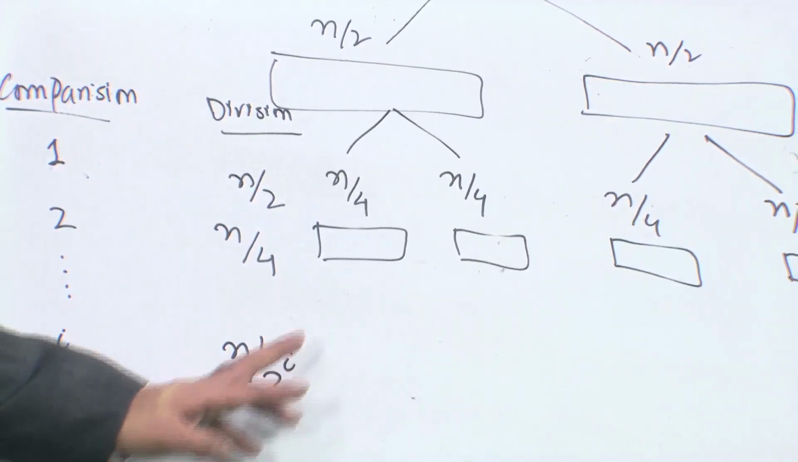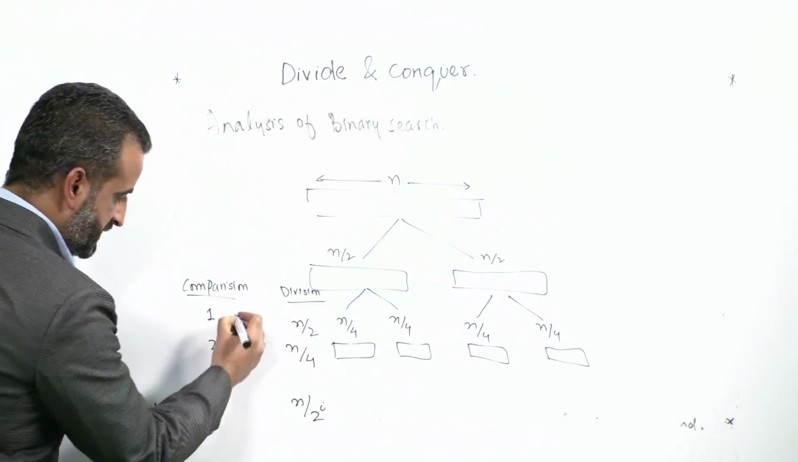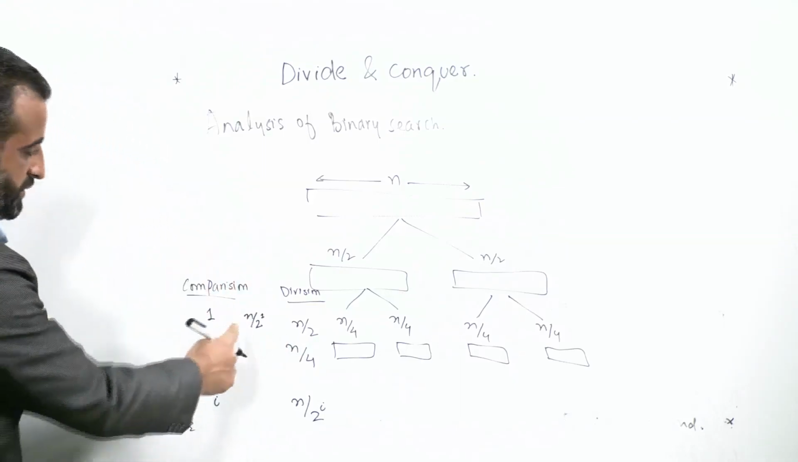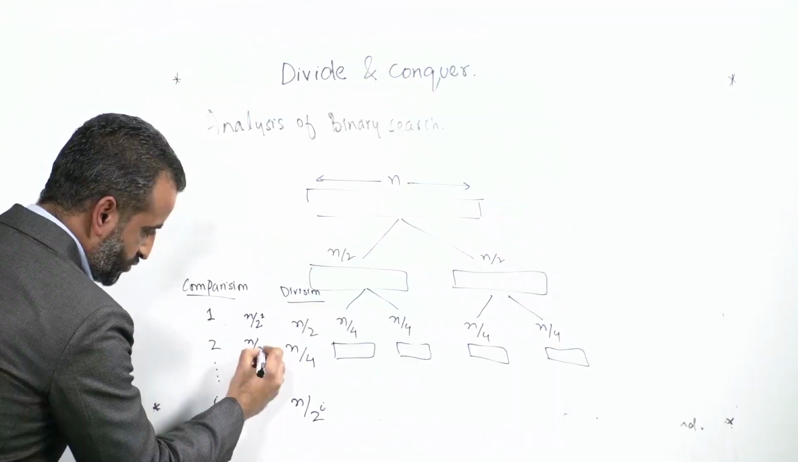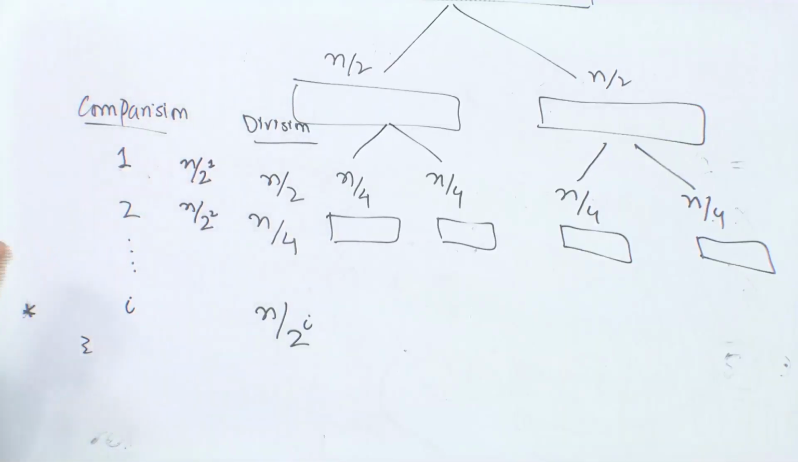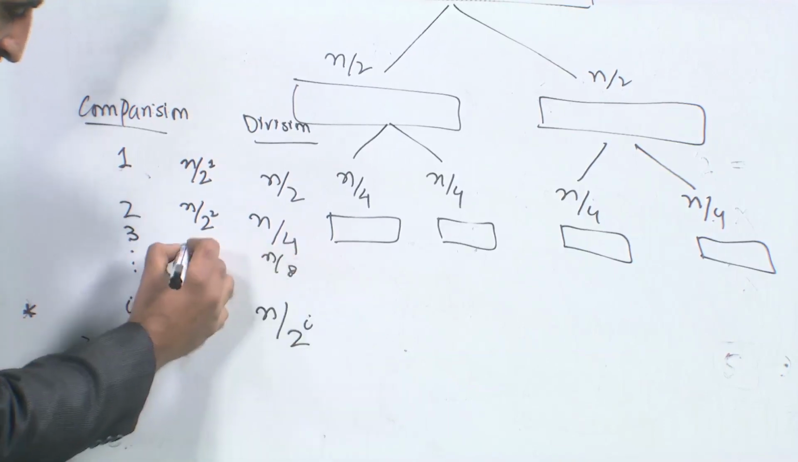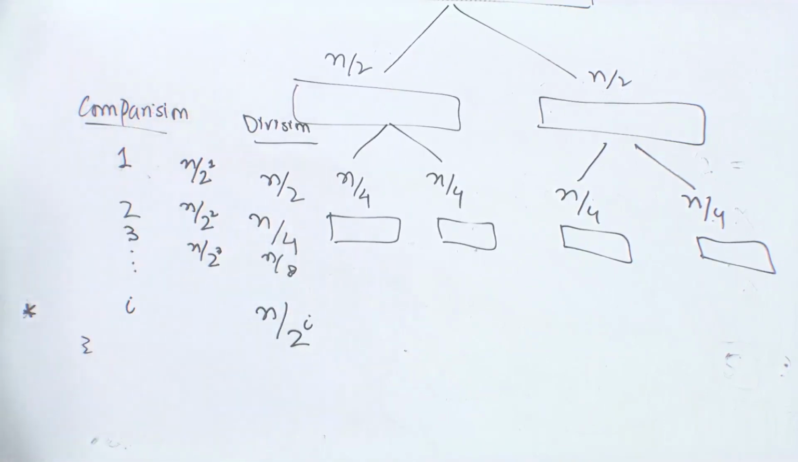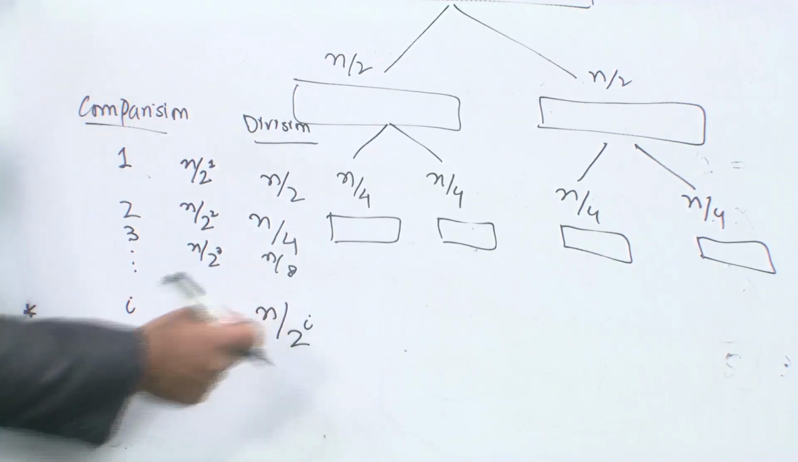How did I get this 2 to the power i? It's very simple. If I look at this case, for the first comparison, it's actually n divided by 2 to the power 1. That's n by 2. In this case, it was n divided by 2 to the power 2. If I take my third case, it will be n by 8. That's n divided by 2 to the power 3. That's 8. Likewise, for some certain number i, it will be equivalent to n divided by 2 to the power i.